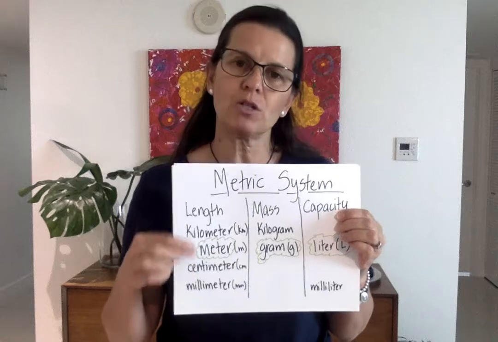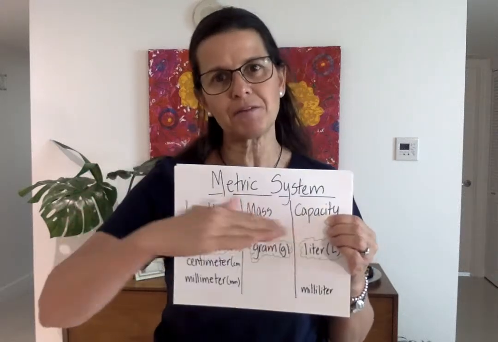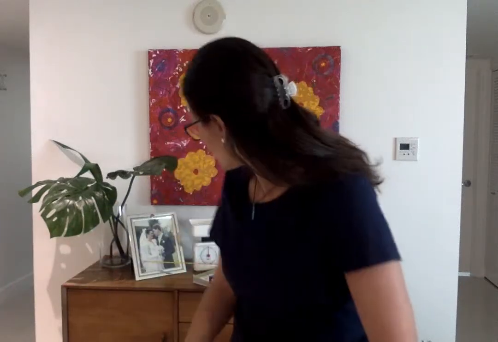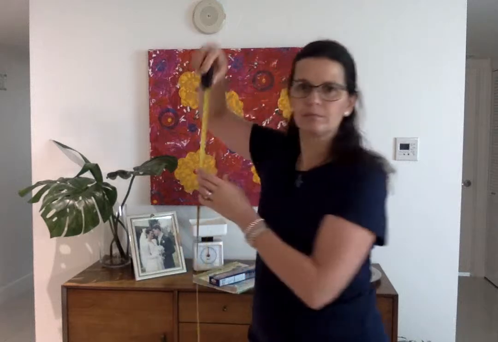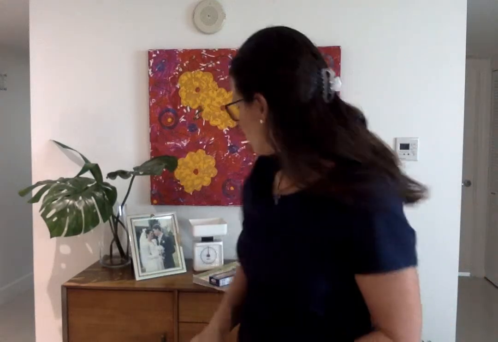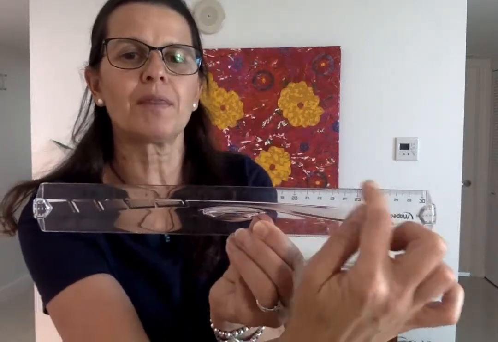So for length, you just learn about kilometers, which is basically like 10 soccer fields put together. Meters, which is about this right here. That's a meter. Centimeters, which on your ruler, you have these little numbers right there. Each one of those is a centimeter. And millimeters are those tiny little lines, okay?